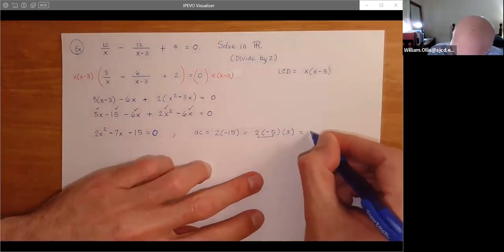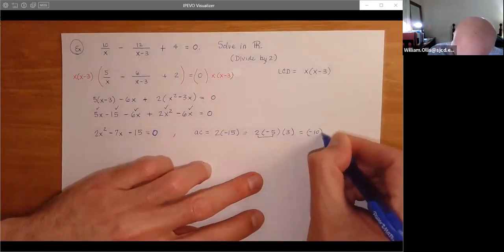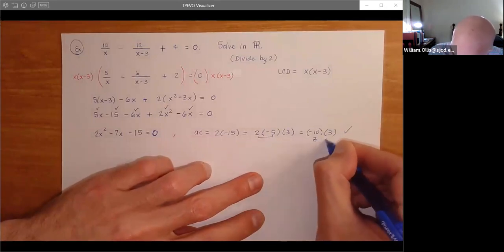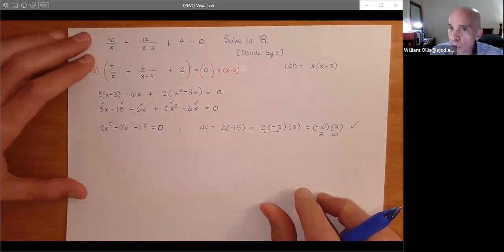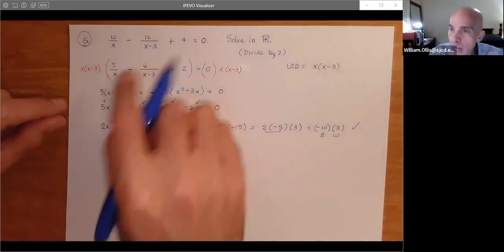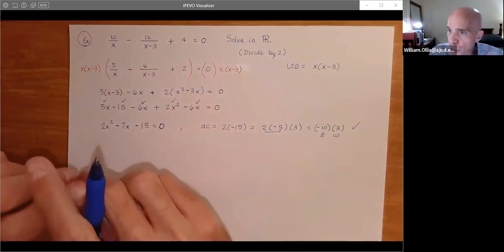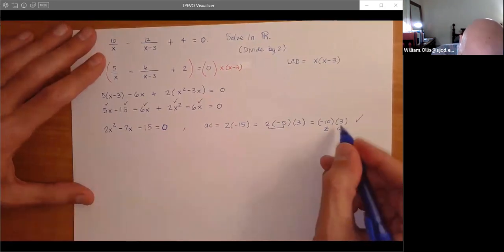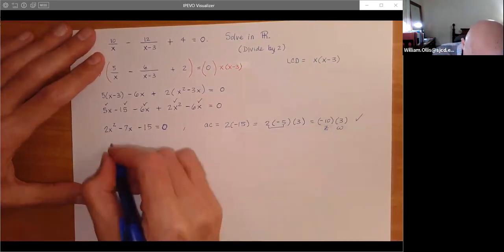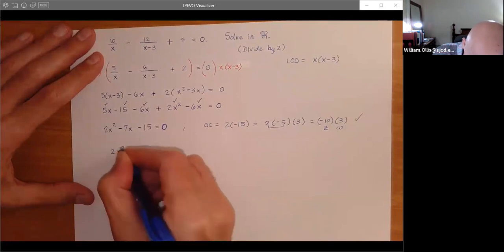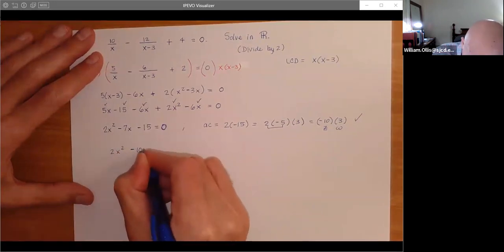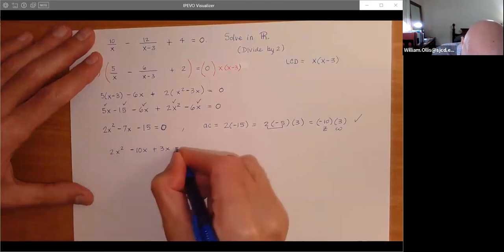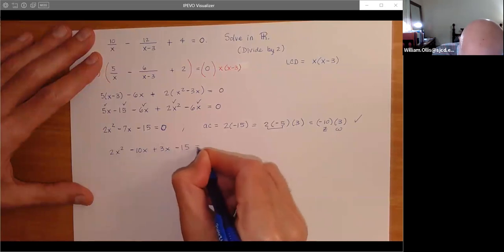So this will be negative 10 times a 3. And if you think that could be a Z and that could be a W, then we've got Professor Ron's lemma. So we know that the zeros here will be rational. So now let's go ahead and finish it off. So let's work with the negative 10 and the 3. So 2x squared minus 10x plus 3x minus 15.